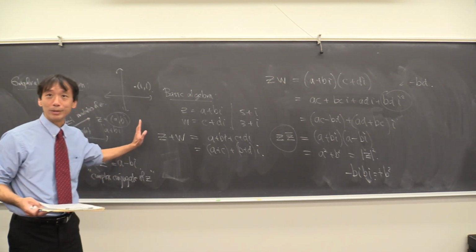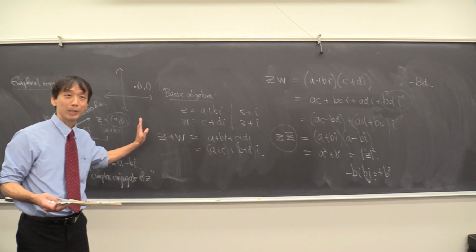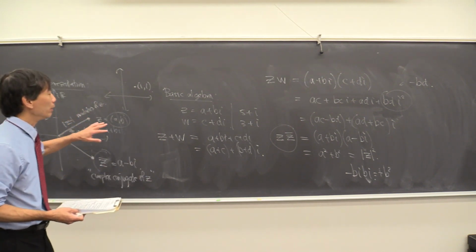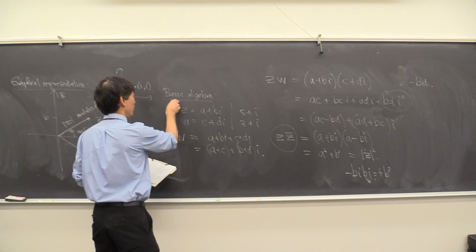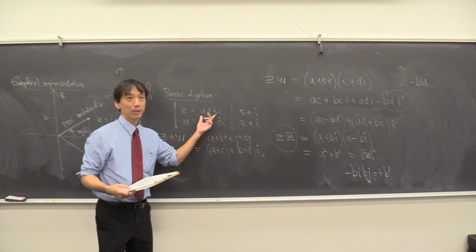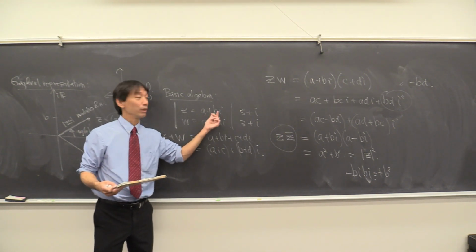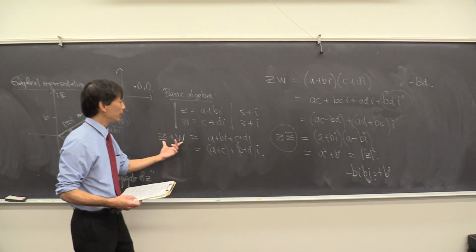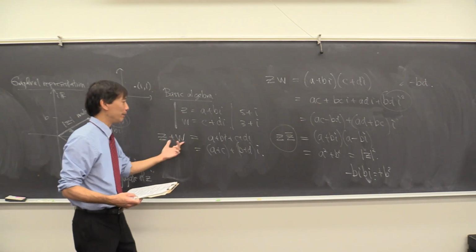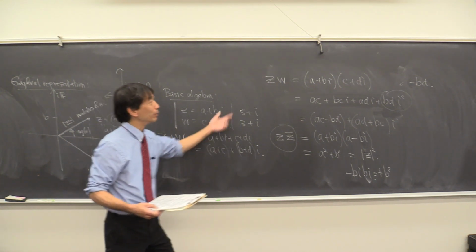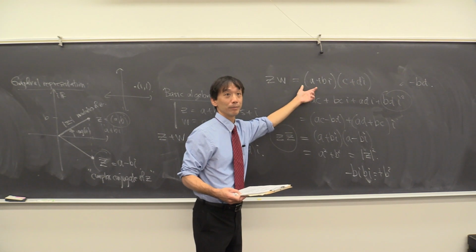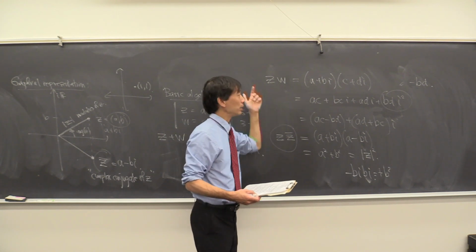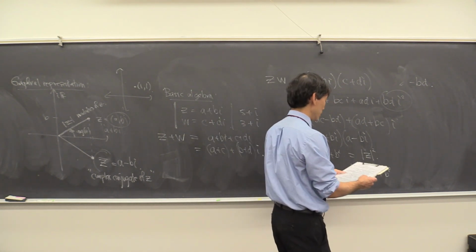Are people getting this? Everybody all right? Okay. So all we said is that we create these new numbers by throwing in the square root of negative 1. And then when we add, we use our basic laws, and when we multiply, we use our basic laws. So it's just like what you would expect.